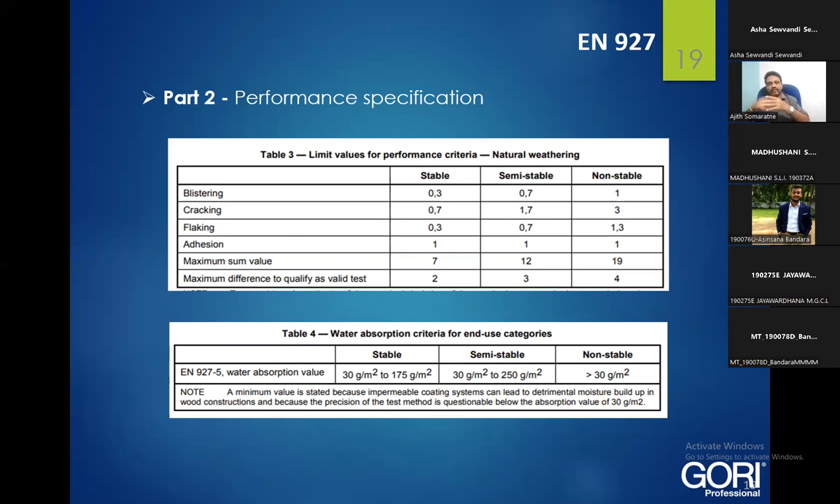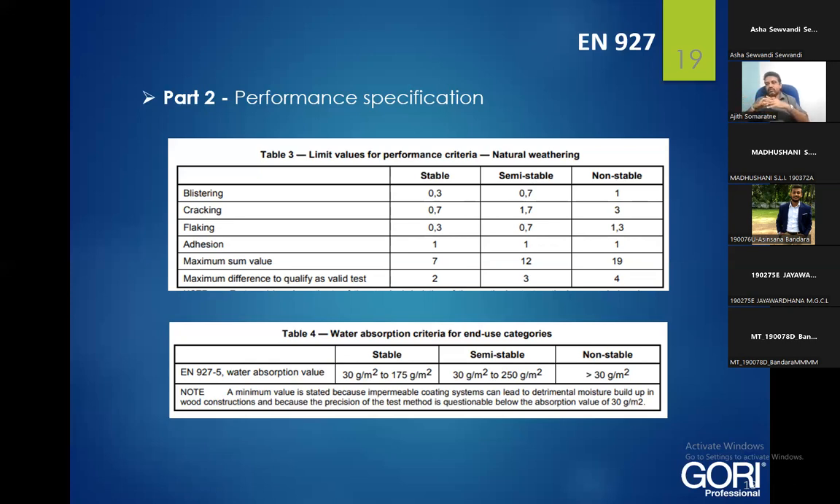So then the cracking, the coating can be cracked and then peel off, right? The flaking, then the adhesion, what is the capacity of the bonding of the coating to the wood. So these factors we have to consider in EN927. It specifies the limits if the coating is in the stable category. If it is in the semi-stable category, it specifies other limits. If it is in the non-stable category, then these are the limits. So we have to test the coating according to these things, and then we can come to a conclusion in which category this coating will fall, right?